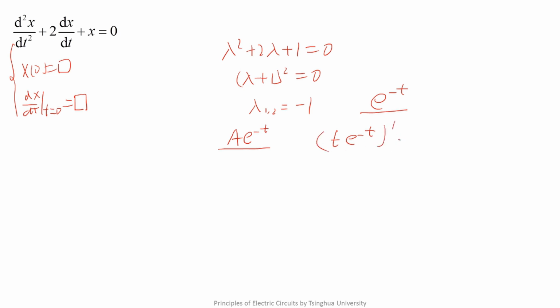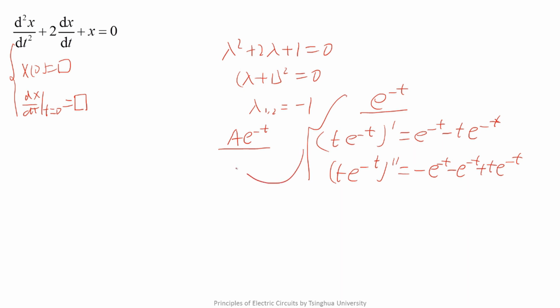We derive it. It can be written as e to the power of minus t minus t times e to the power of minus t. The second derivation of it can be written as minus t e to the power of minus t minus e to the power of minus t plus t times e to the power of minus t. Substitute the three expressions into the equation and reorganize it.